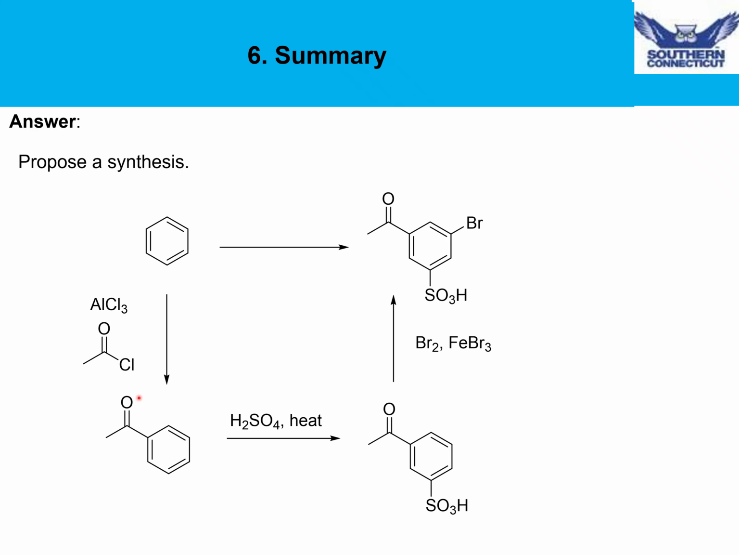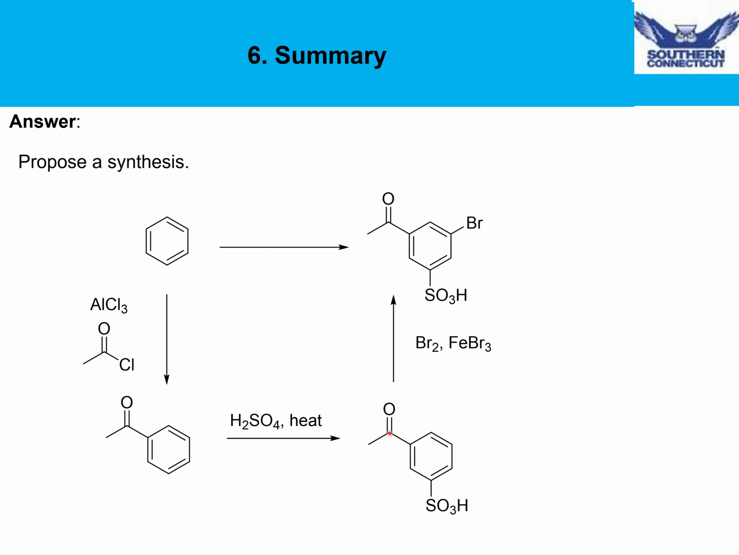This is an electron withdrawing group, so it's a meta-directing group. So if we add the sulfonic acid next, we can add it to the meta position. So sulfuric acid and heat will lead to that. And then lastly, we can add the bromine to this position.